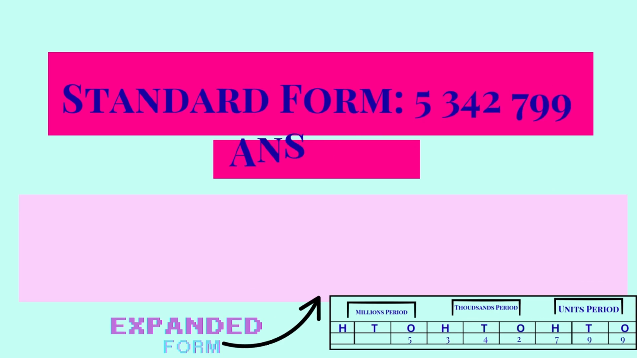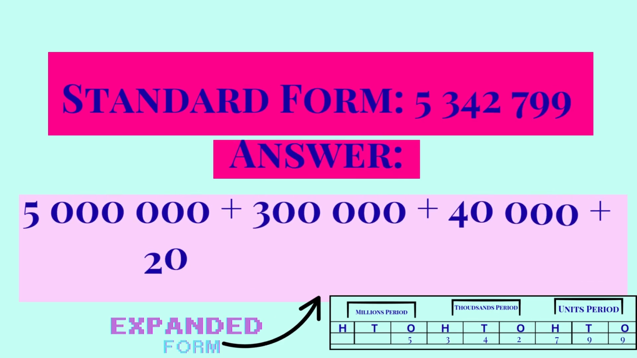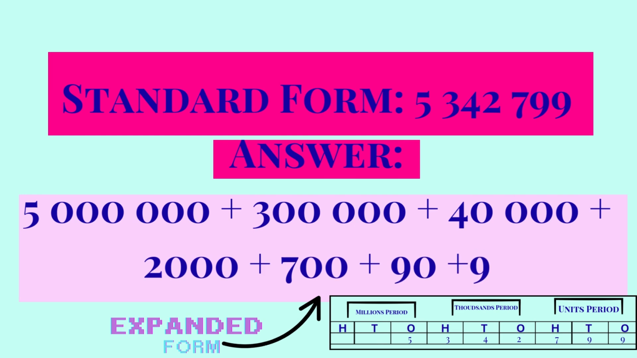I hope you had success with this. Here is your answer. The expanded form is 5 million plus 300,000 plus 40,000 plus 2,000 plus 700 plus 90 plus 9. Notice how we broke down each digit according to its place value position. The 5 is in the millions place. The 3 is in the 100,000s place. The 4 is in the 10,000s place, and so on.